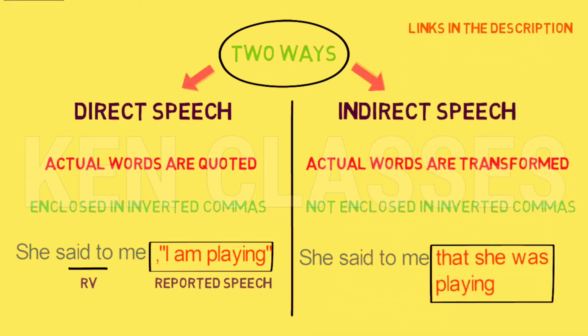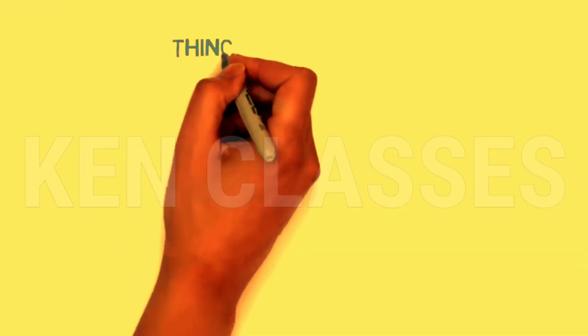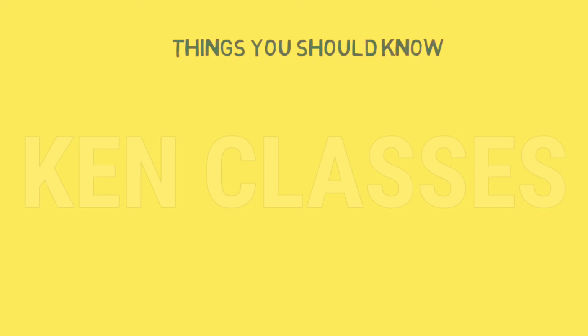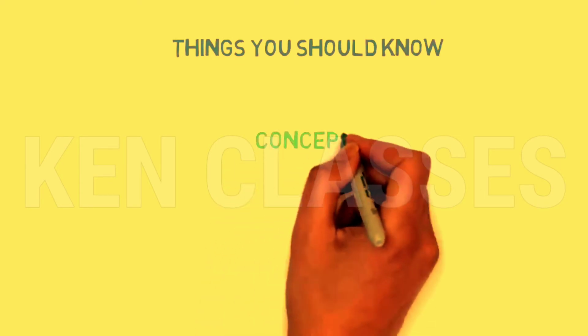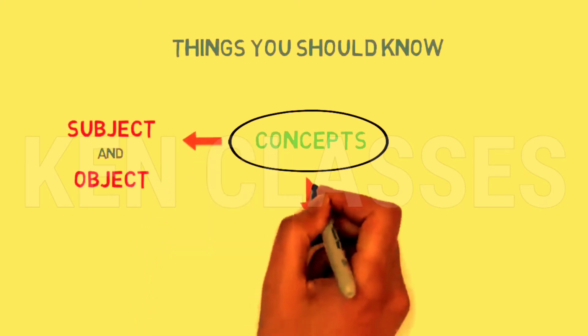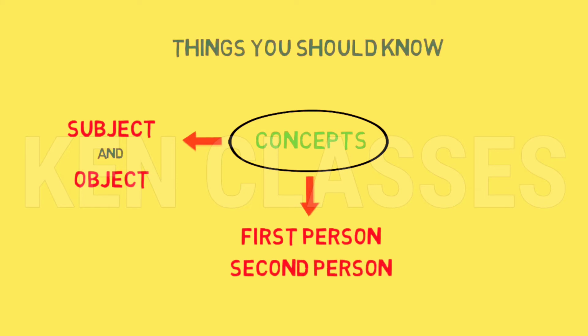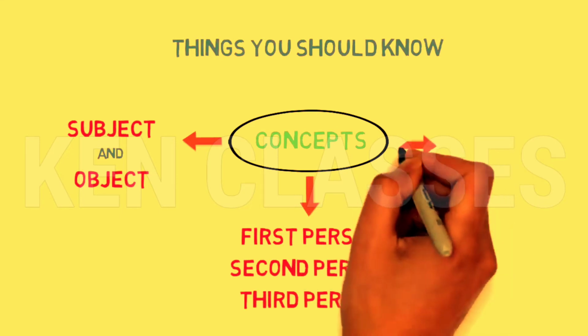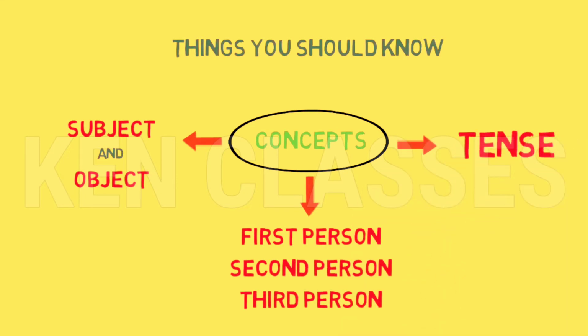We will now look at how we can convert a direct speech into indirect speech. But before we begin to understand the conversion, there are certain things that you should know very well. There are three important concepts that you must understand properly. First, what are subject and object in a sentence. Second, what are first person, second person and third person. And third, what is tense. We have already discussed all of them in our previous video, but we will quickly revise here.